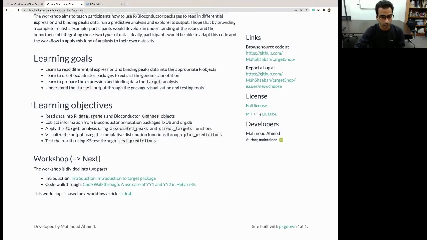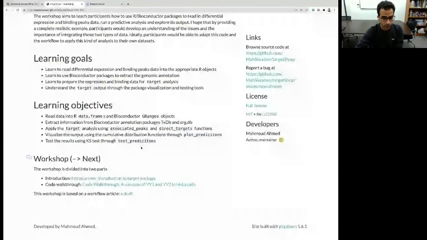So, again, more specifically, we will use data frames to read in the differential expression data, and the GRanges object to read in the binding data. And then we'll extract the information from two Bioconductor packages, the TxDb and the Organism package. And then we apply the target analysis using two functions. The first one is called associated peaks, and the second one is called direct targets. And then there are two other functions in the package that I added to be able to visualize the data and formally test them.